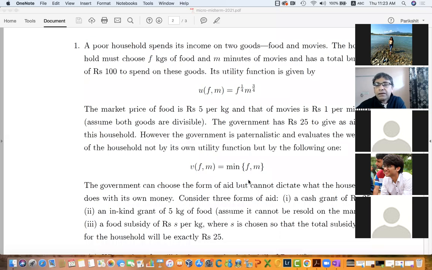Excuse me, sir. At the risk of repetition, I just wanted to clarify one thing. At no point do we use the government's utility function for finding optimal choices. We just use what we have found from the consumer's utility function to plug in. Yes, that's it, absolutely. Very well put. Thank you, sir.